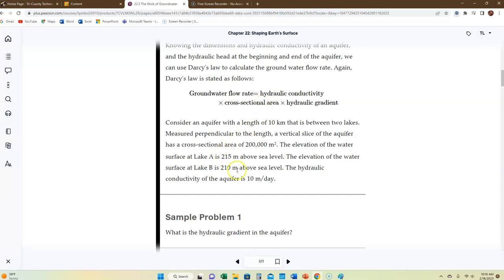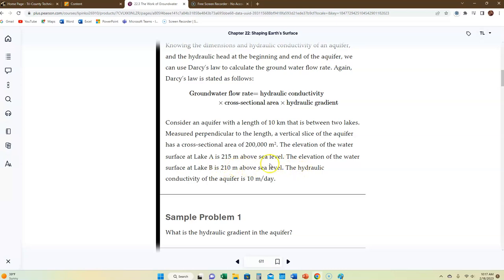All right, so here let's look down here at the problem. Consider an aquifer that has a length of 10 kilometers and is between two lakes, measuring the perpendicular to the length. A vertical slice of the aquifer has a cross-sectional area of 200,000 square meters, right? So that's the cross-sectional area. They just gave us that number, right? And then the elevation of the water surfaces. The surface at Lake A is 215 meters above sea level. You always have to have a reference. The typical one is to use the reference above sea level, and then the second lake, Lake B, has a height of 210 meters above sea level, right?